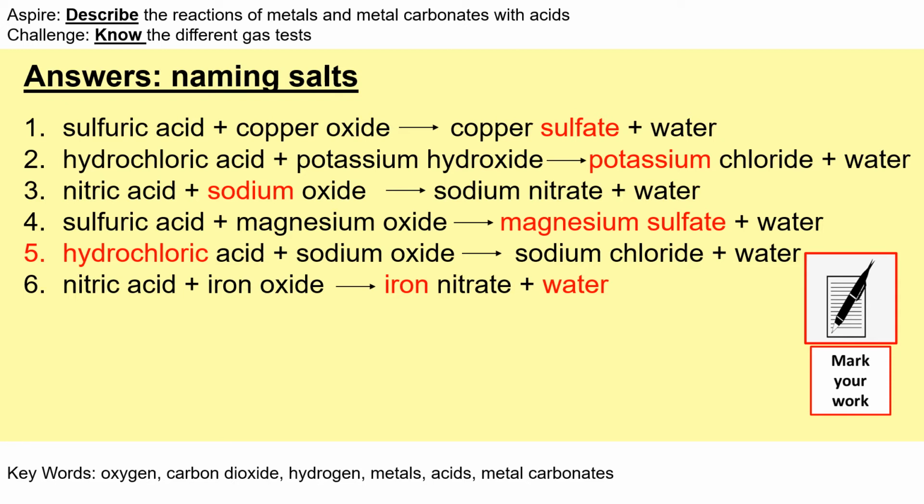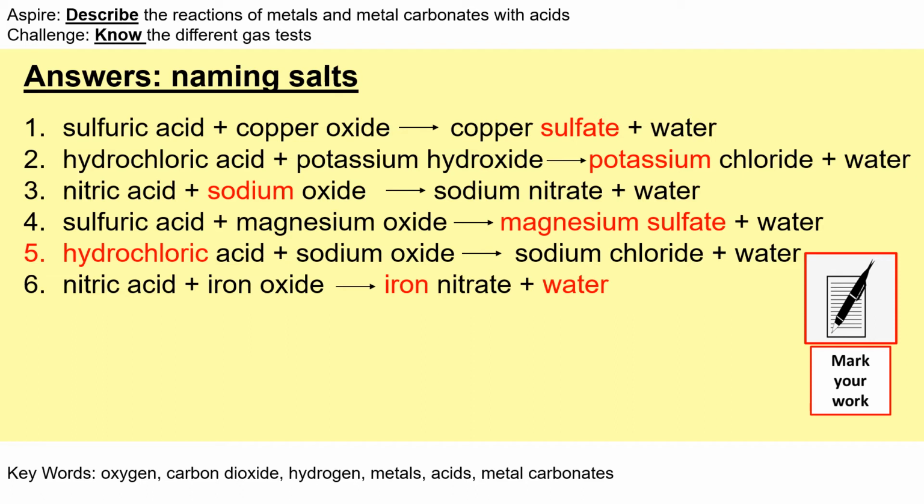Question number 3, nitric acid plus sodium oxide will give us sodium nitrate plus water. Again, we have nitric acid, so that will be a nitrate salt, and the first word sodium comes from the first word of the base. Question 4, sulfuric acid plus magnesium oxide gives us magnesium sulfate plus water. Again, sulfuric acid produces a sulfate salt, and the word magnesium obviously comes from the first word of the base there, which is magnesium oxide.